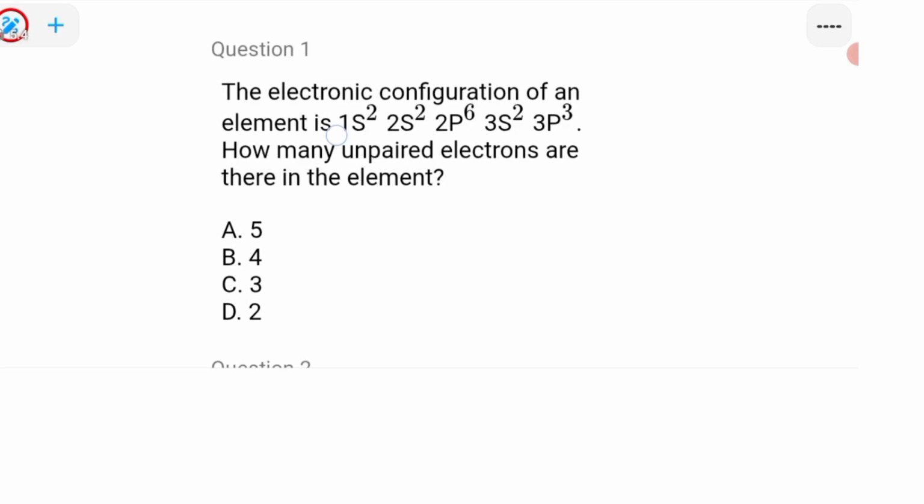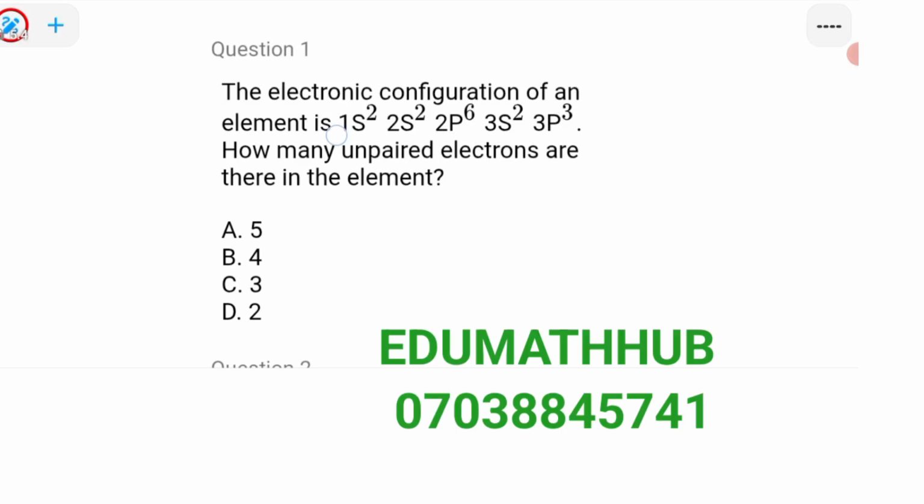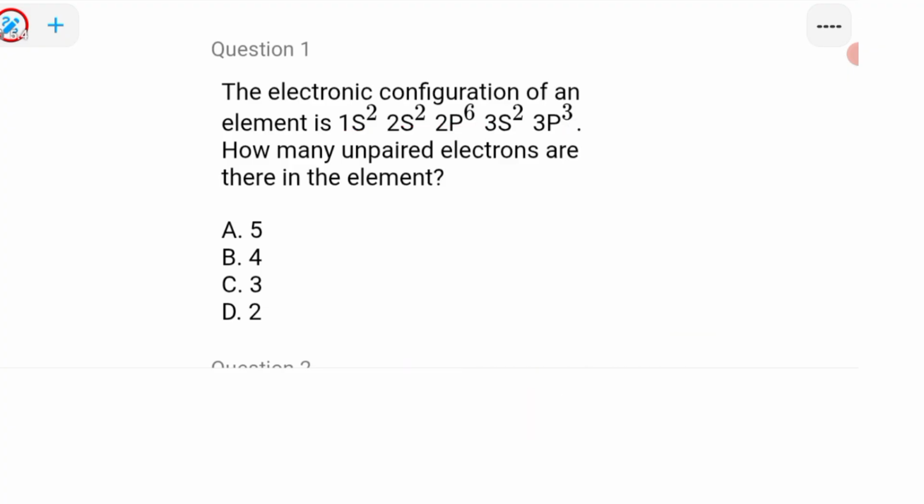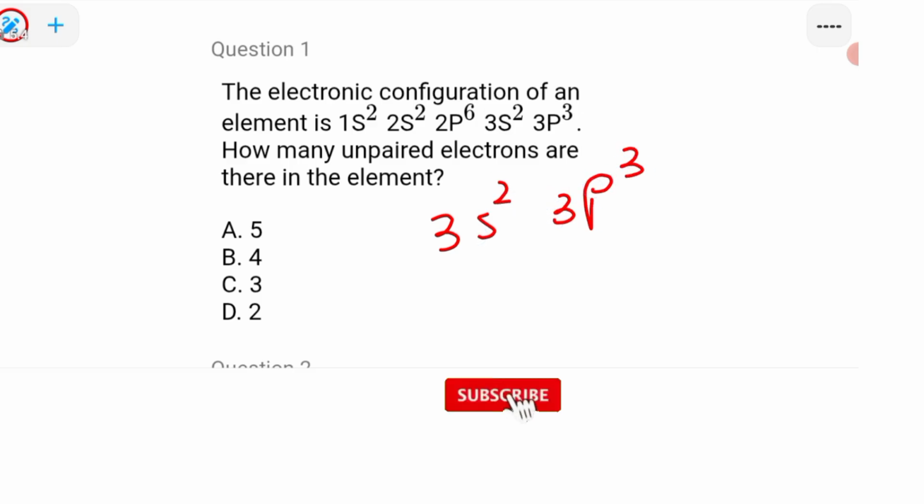The first question is, the electronic configuration of an element is 1s2, 2s2, 2p6, 3s2, 3p3. How many unpaired electrons are there in the element? So the first thing to note is to look for the outermost shell first, which is this one here. You have 3s2, 3p3. This is the outermost shell because it's the shell with the highest number.